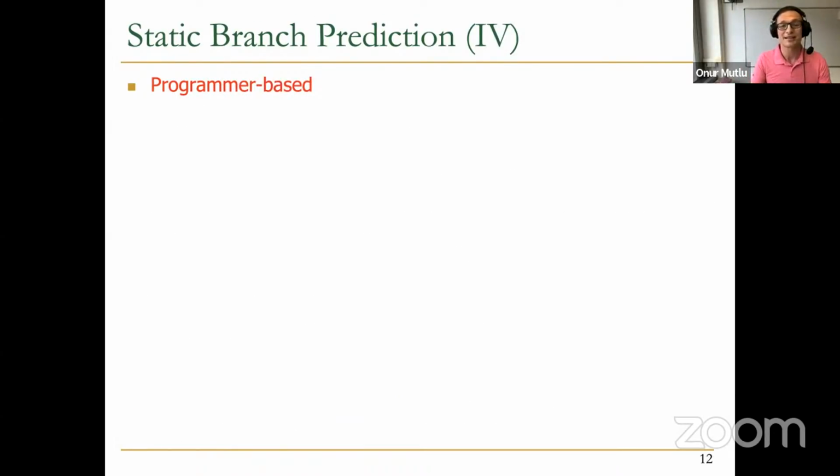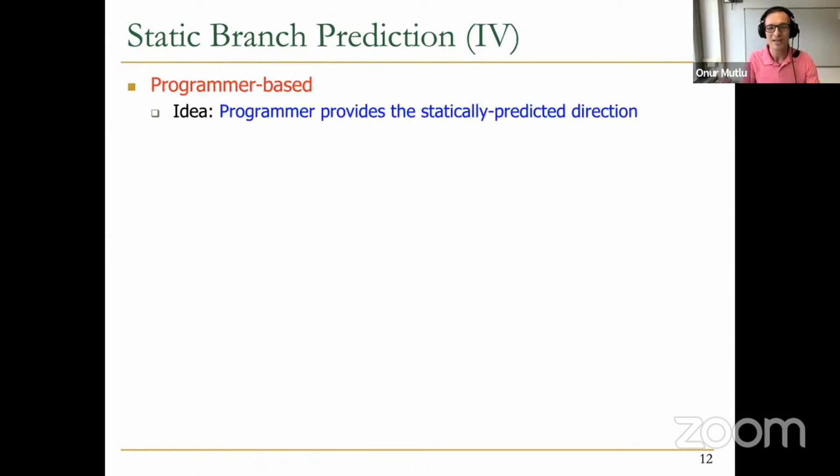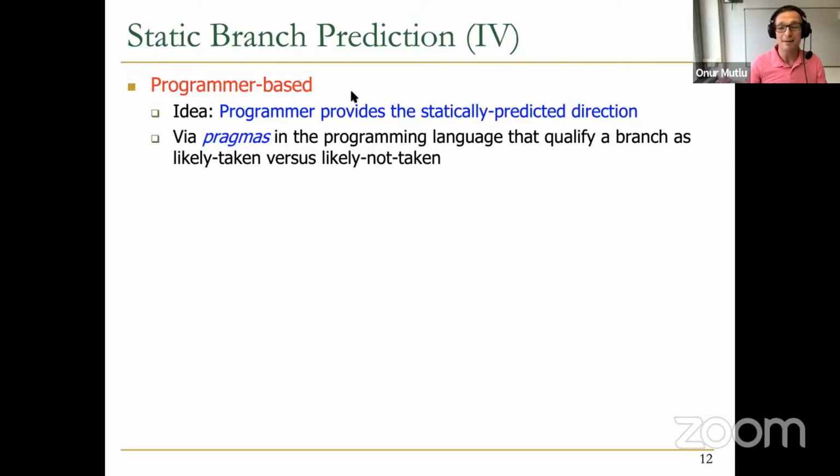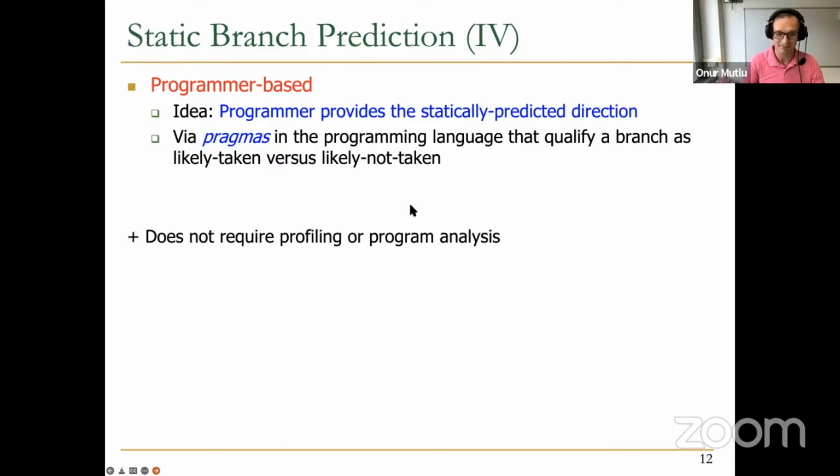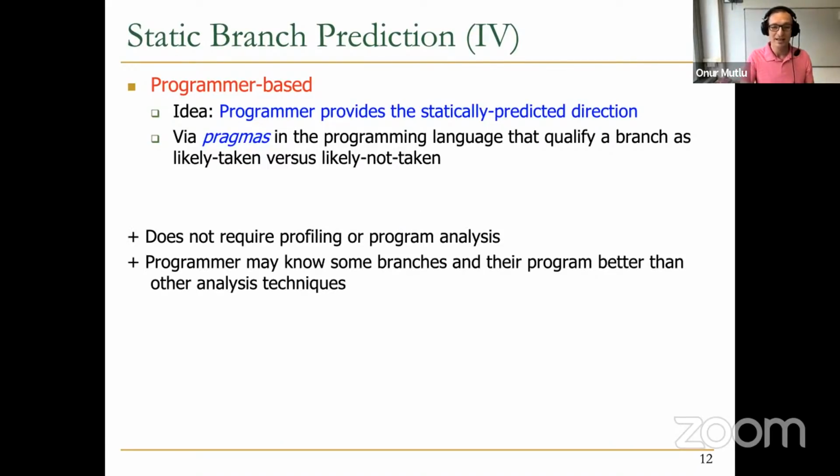Okay, let's talk about another static branch prediction scheme, which is a programmer-based prediction scheme. Here, it's not the compiler, but the programmer. For example, I'm a programmer, I'm programming the code, and I have some idea about where this branch is likely to go. And I provide that likelihood to my program with some pragmas. Basically, pragmas are used in programming language to qualify a branch as likely taken versus likely not taken. Clearly, if I do that, this doesn't require profiling or program analysis, no compiler support needed. And the programmer may know some branches and their program behavior much better than other analysis techniques because there's some semantic information that other analysis techniques cannot capture, which is the programmer's intent.